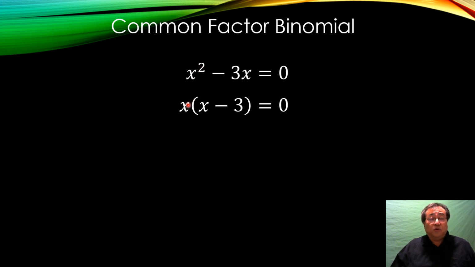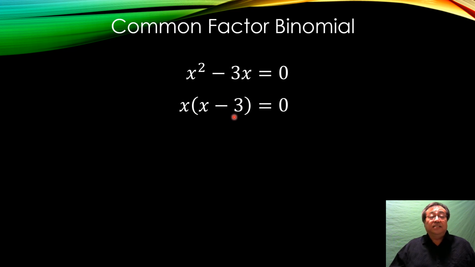So 2 minus 1 is 1, right? Remember, if you don't see an exponent, it's 1. So when I take x out of x squared, it leaves an x. X to the second divided by x to the first is x to the first. That's where that x is coming from. When I take an x out of 3x, it leaves just a 3. That's it. So this is now in factored form. It's x times x minus 3.